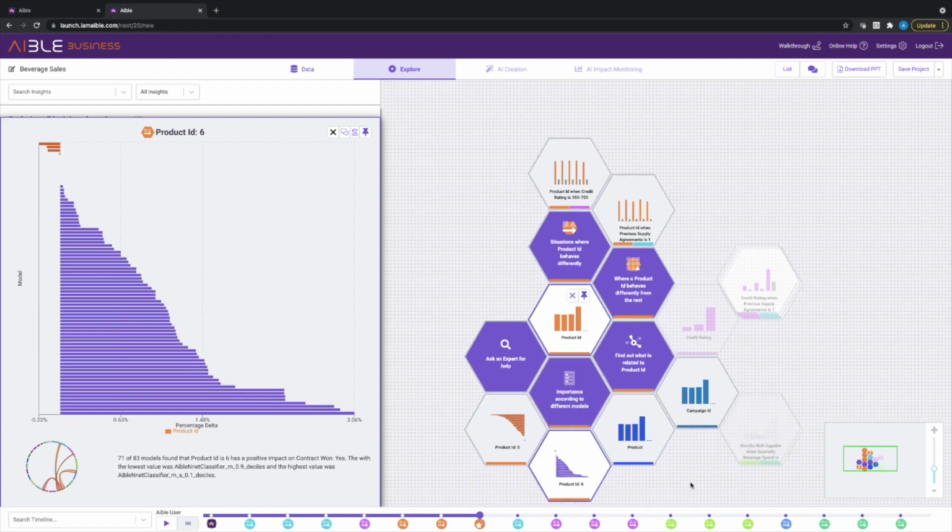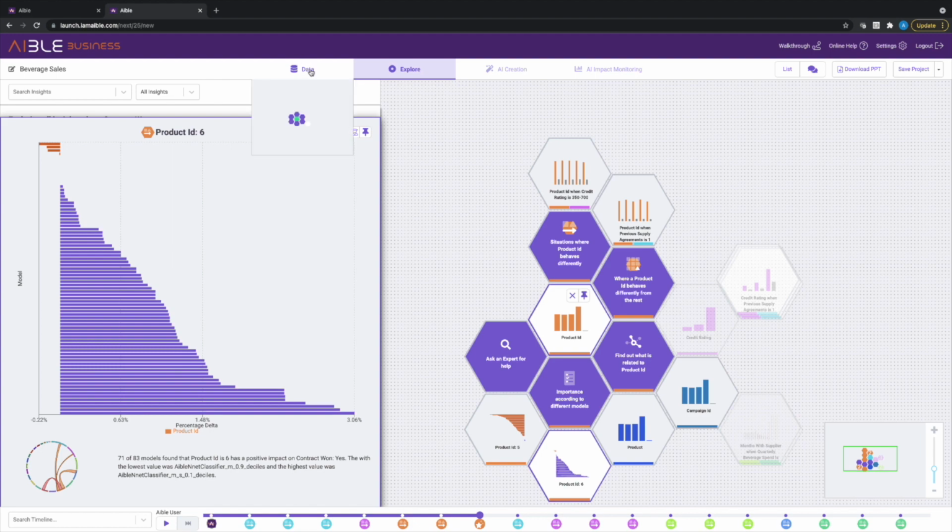Like here, I can see how the different predictive models, so this is the neural net, this is the random forest, there are 83 such models that were run, and we are showing you how the different models disagree on that factor. So you can think of it as an expert panel of AI models telling you whether a variable is important or not.